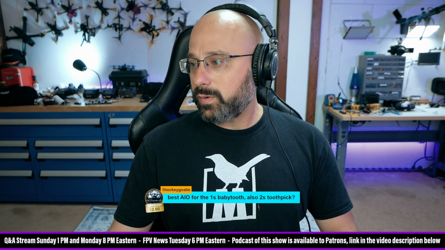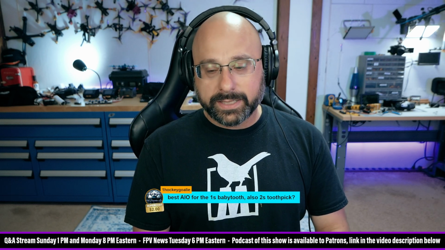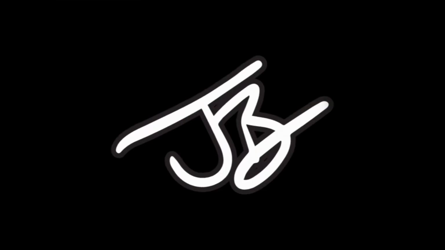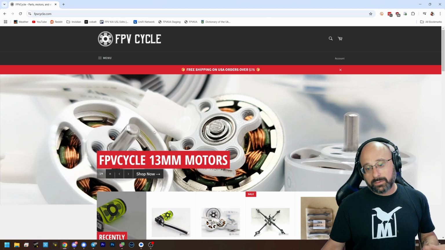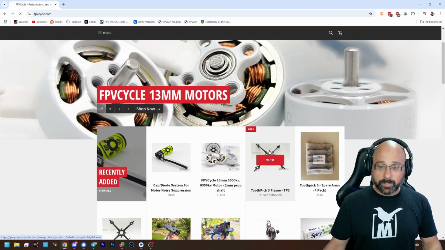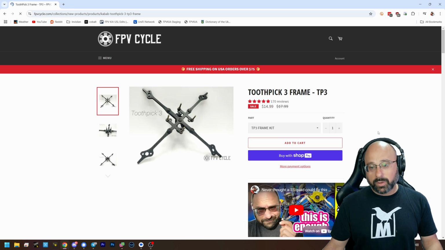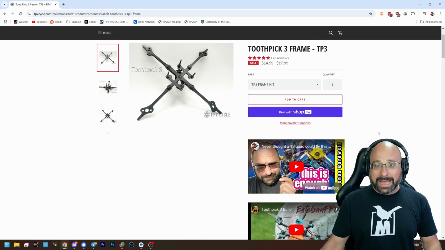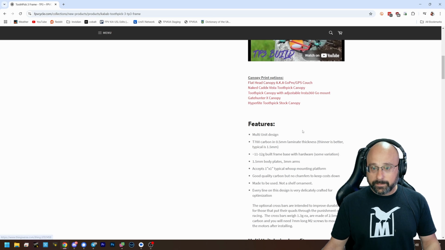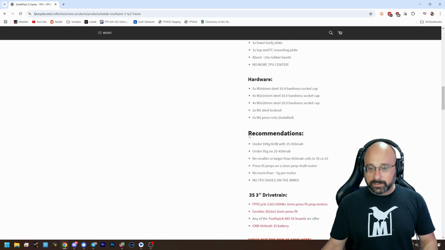Best all-in-one for the 1S Baby Tooth. Honestly, man, how many 1S all-in-ones are there these days? Are there very many? If I were to build one today, I would go buy the FPV Cycle 1. Because it was like Bob Ruge. I'm not going to say he invented the toothpick because people will argue with me, but he certainly pioneered the toothpick FPV cycle. And that's his store, FPV cycle.